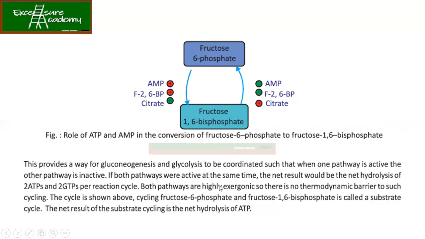Okay? So since both pathways are highly exergonic, there is no thermodynamic barrier to such cycling, as it is shown. Now this cycling of fructose 6-phosphate and fructose 1,6-bisphosphate is called substrate cycling, and the net result of substrate cycling is the hydrolysis of ATP. My ATP is used, okay? So finally, our cell works in such a way that it does not waste our ATP. Okay, so they are very regulated, very economical.